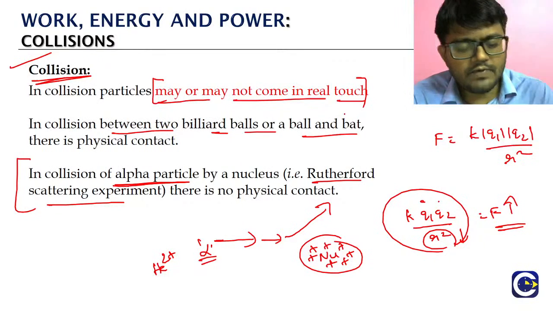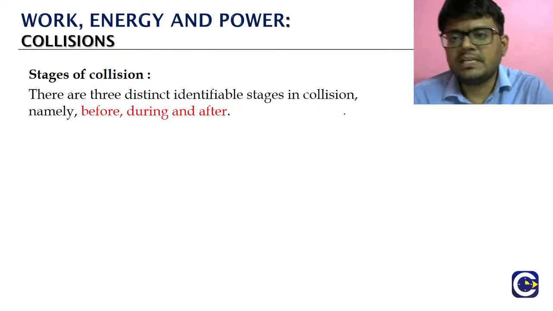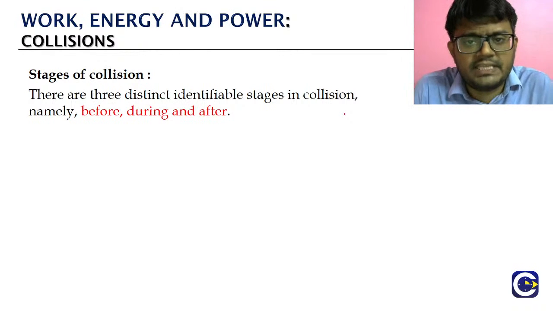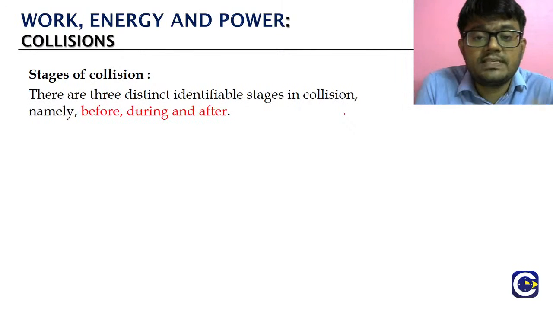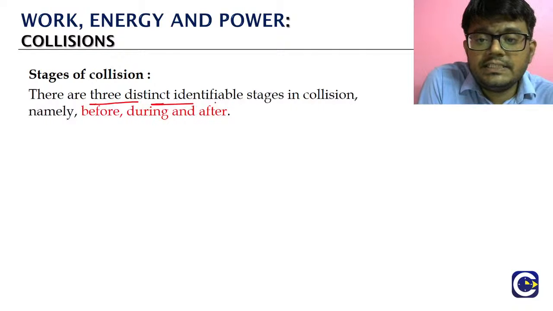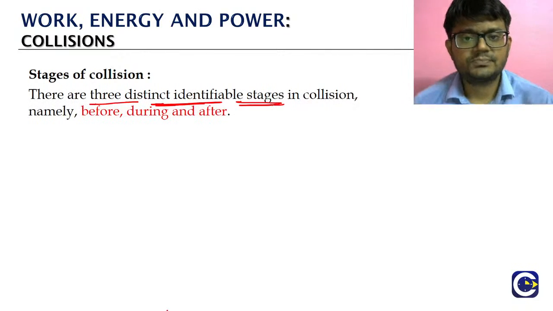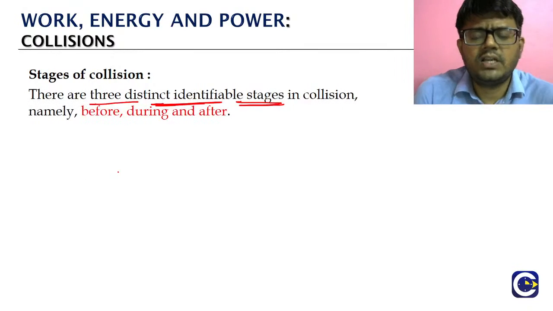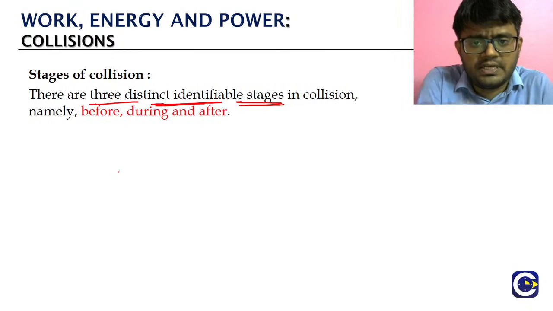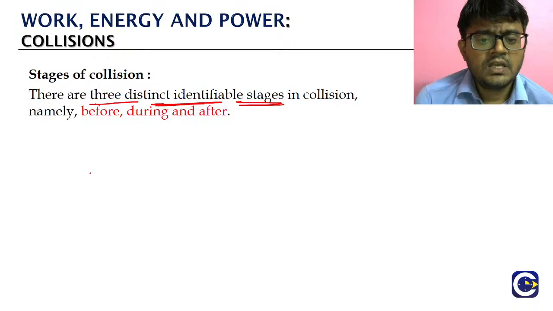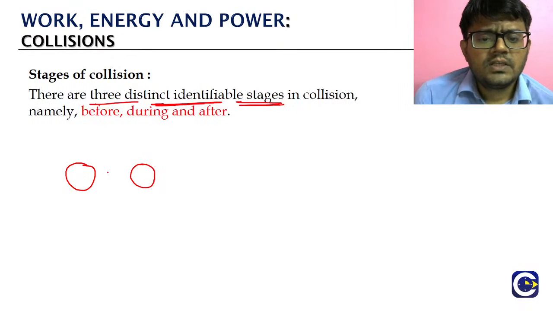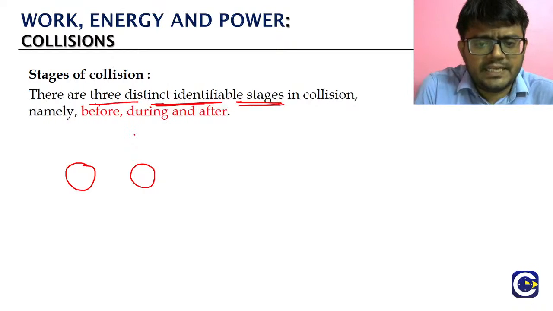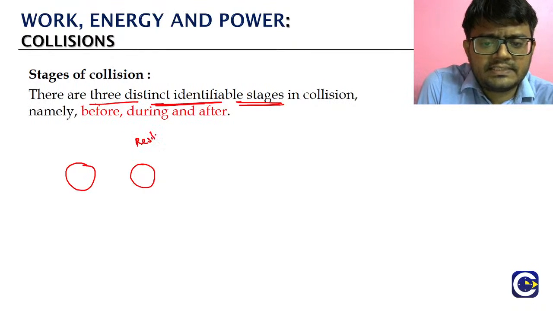Now, we've been saying "during the collision". So how do we see the actual collision process? We see the collision process in three distinct and identifiable stages. Let's say, for example, we talk about the collision between two balls, the one we already saw in the visualization. Let's say we have one ball and another ball. For simplicity, let us consider that this one is at rest and this one is moving.